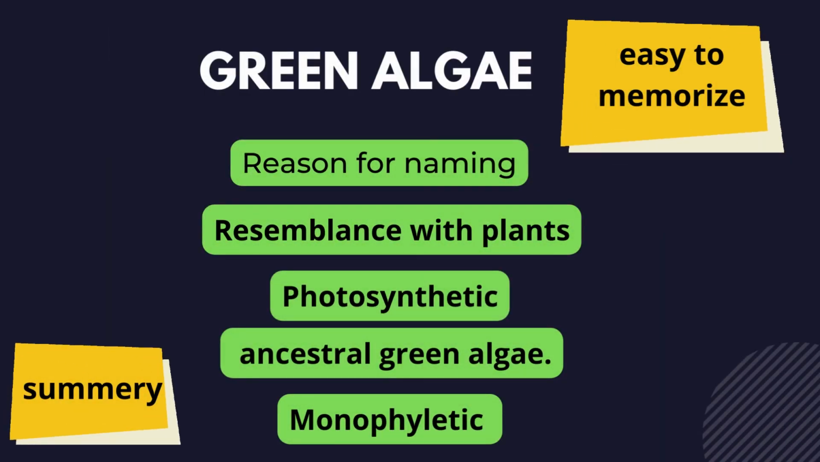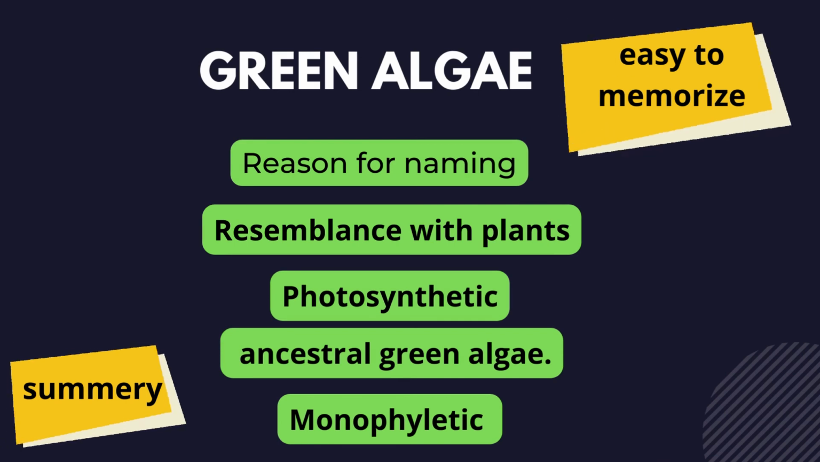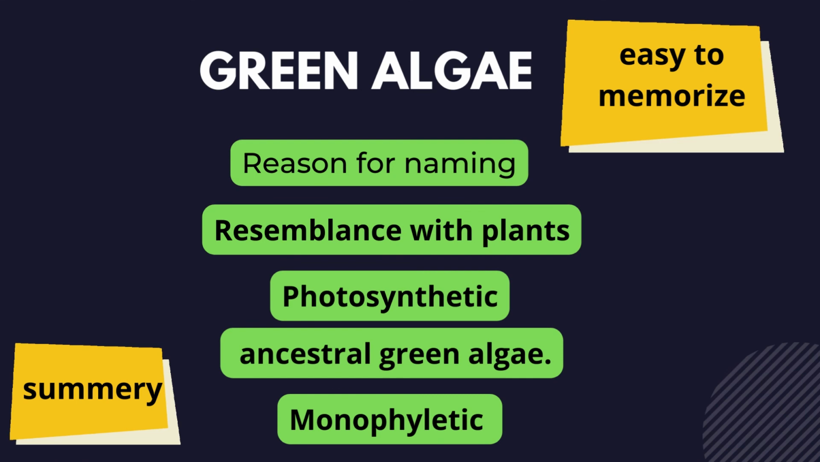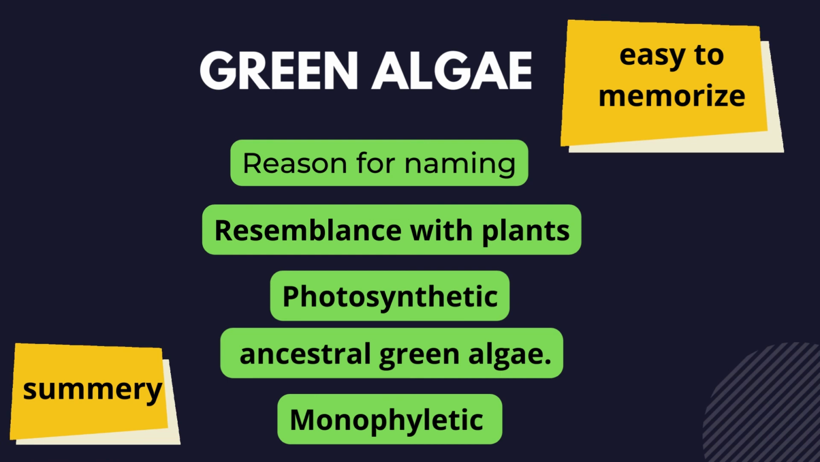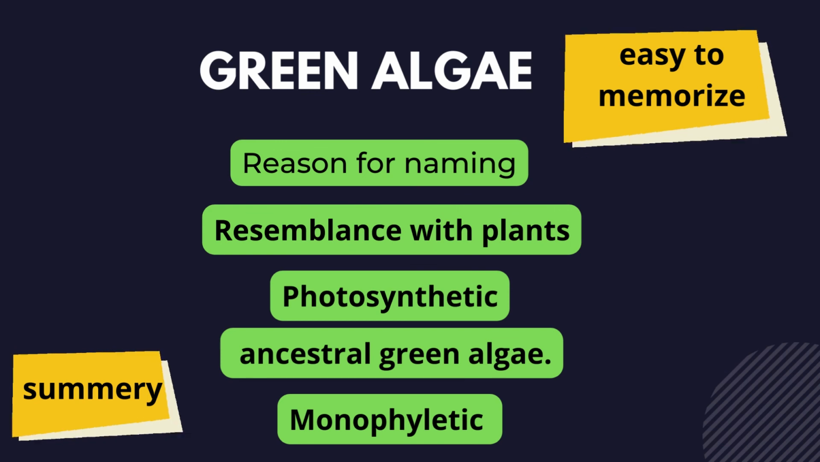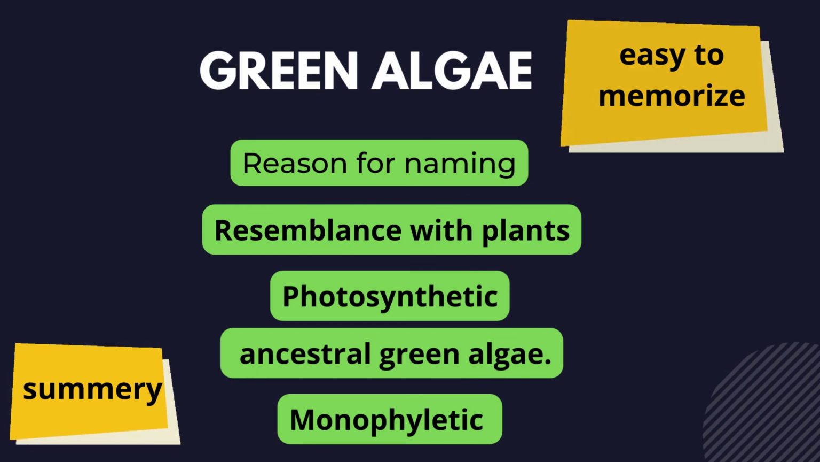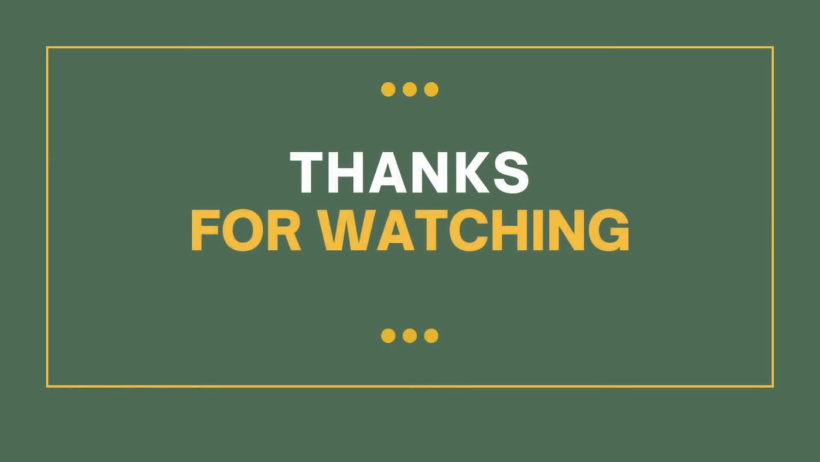In green algae, we have discussed reason for naming, resemblance with plants, and that they are photosynthetic. They are photosynthetic because they have pigment. Ancestral green algae: from green algae, plants arose. Plants and green algae are monophyletic. We have discussed these points. With that, we have completed this topic. Thank you for watching.